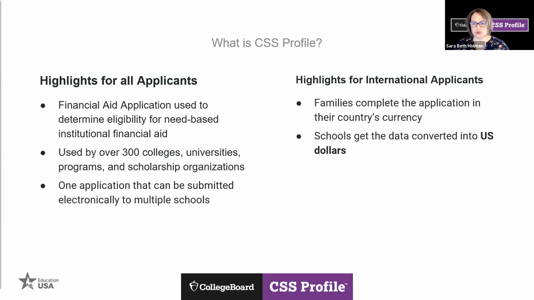So before we get into how to complete the profile, let's talk about what it is and why you might be asked to complete it and send it to schools. CSS Profile is a comprehensive financial aid application used by colleges, universities, and some scholarship organizations to determine a student's eligibility for need-based aid. One of the great things about CSS Profile is that because it's used by so many institutions, it allows students to complete one application that they can send electronically to multiple schools, rather than having to complete separate financial aid forms for each school where they're applying. For international applicants, CSS Profile allows families to complete the application in their country's currency. This means that you don't have to spend time converting your financial information from your currency to US dollars. Instead, when you submit the application, the College Board does the currency conversion so that when your schools get the information, everything is in US dollars.